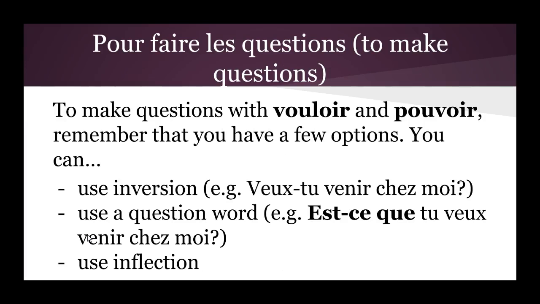Alors, pour faire des questions, to make questions, okay. To make questions with vouloir and pouvoir, souvenez-vous bien, remember, that you have a few options. Tu peux, vous pouvez, okay, you can use inversion, l'inversion. Par exemple, veux-tu venir chez moi? Inversion, therefore, is switching the subject and the verb. Instead of tu veux, we have veux-tu, and a hyphen between, right?